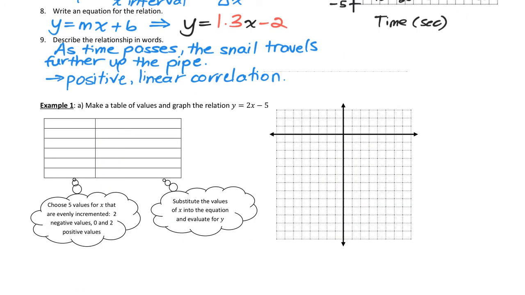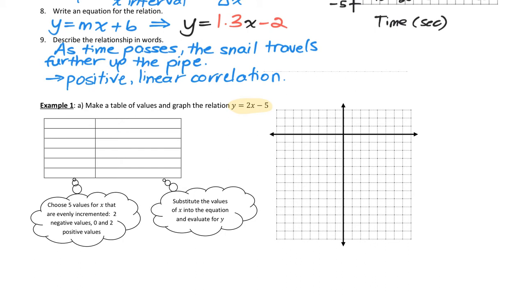So the last example just connected words talking about the story of a snail, the table of values, the graph, and the equation together. So all 4 parts of that story were linked with math. The next example, we're just going to be looking at this equation, y equals 2x minus 5. So we're going to create a table and we're going to create a graph.